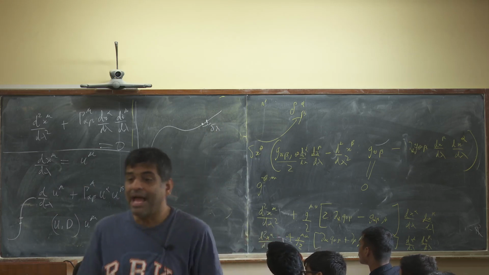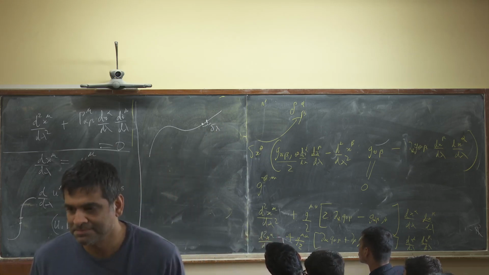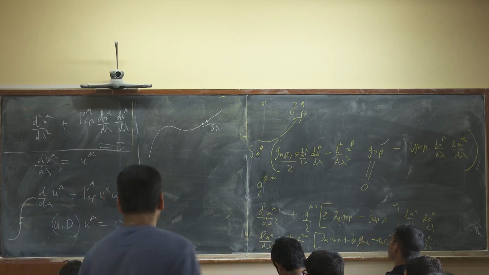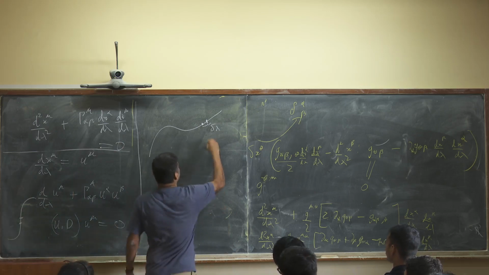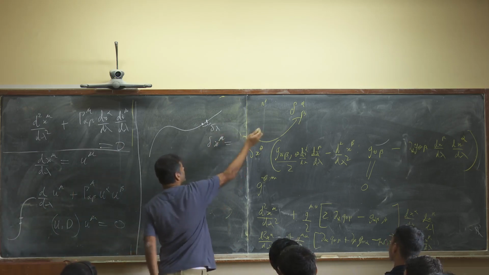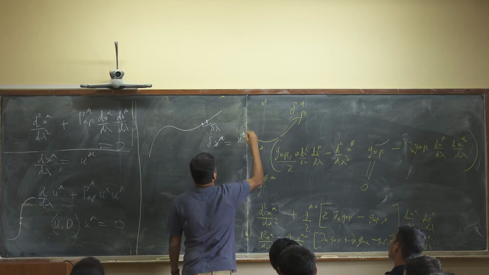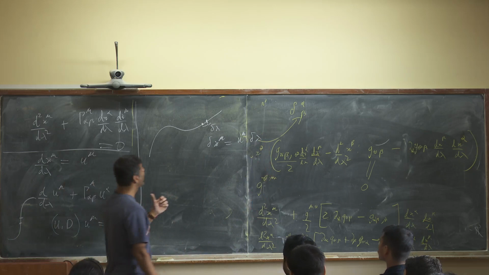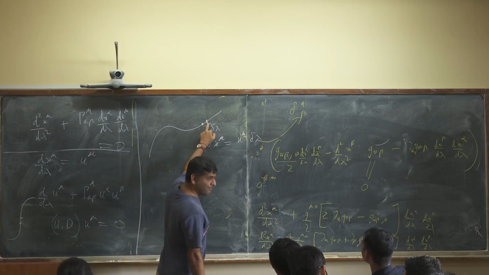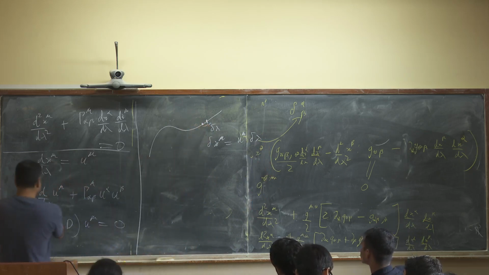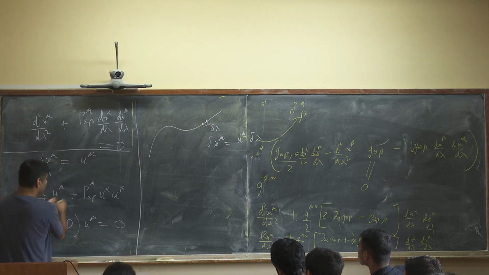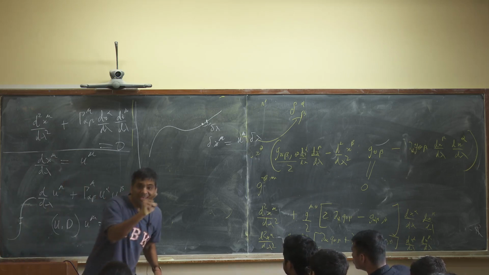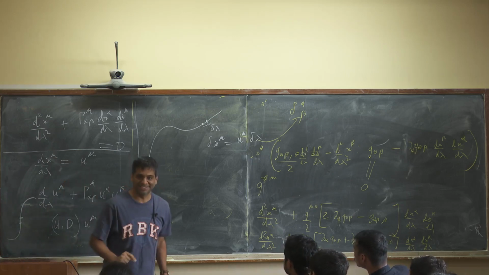Okay? In that time, how much have I moved in x mu? I've moved by u mu delta lambda. So if I move by delta lambda, then delta x mu is equal to u mu delta lambda. Okay? So the change in velocity is just the change in velocity as we move by lambda, but we're not going to take the ordinary derivative change. We're going to take the covariant derivative change.